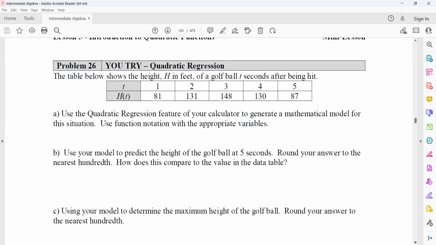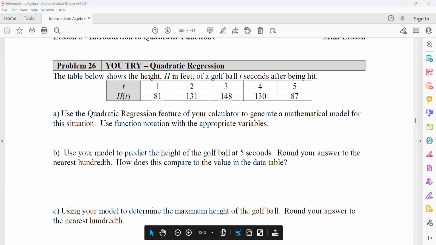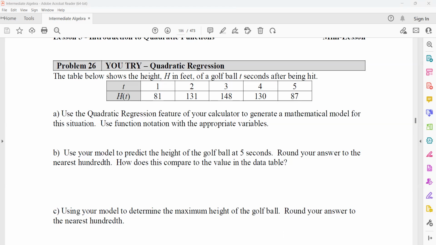All right. So first of all, we have to go back to the calculator again. So start 1. Now my time is 1 to 5, so I'm going to leave it, but I'm going to erase L2. Clear, come down. The first one is 81, so I put 81, enter. 131, enter. 148, enter.